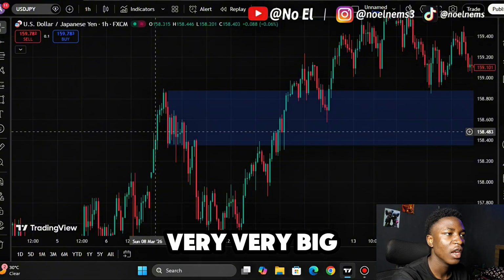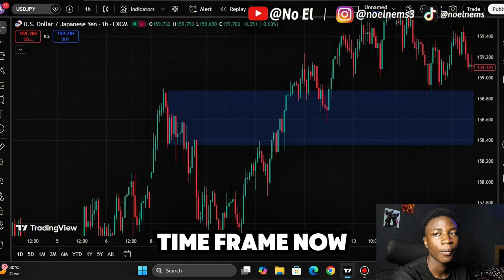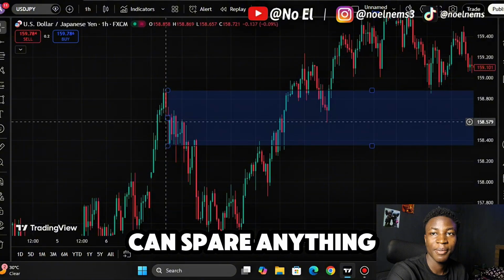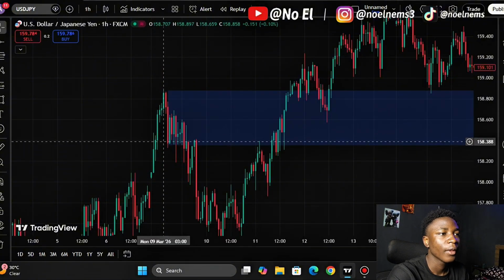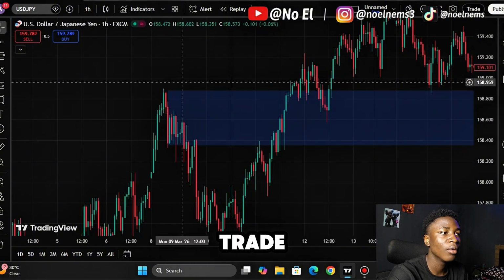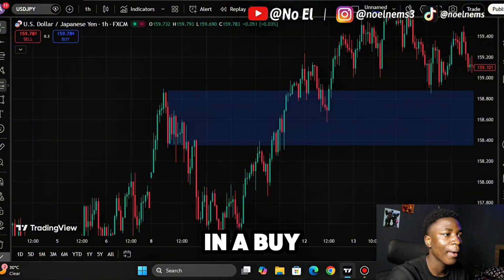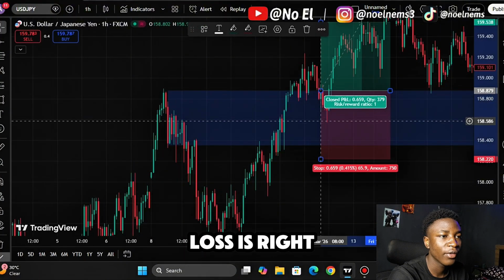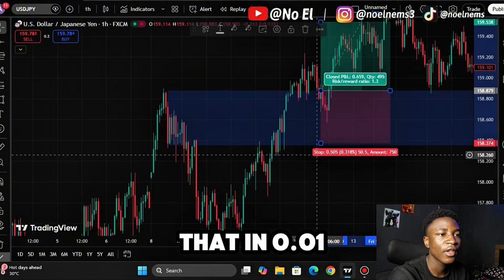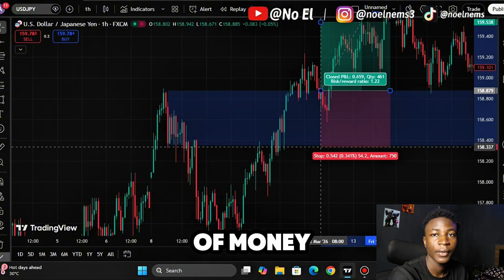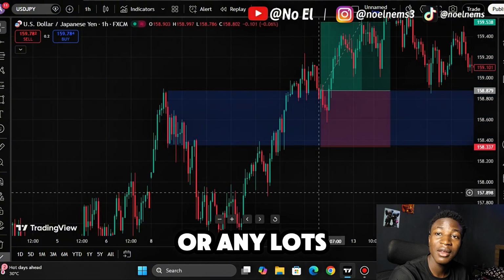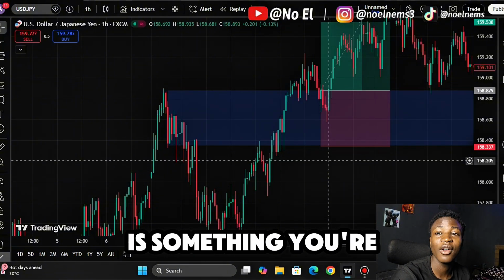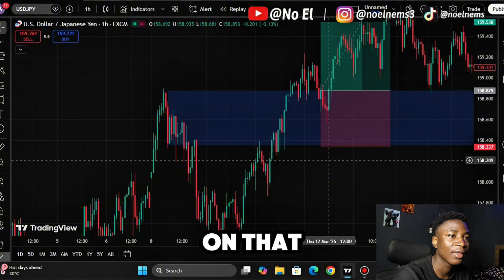This is a very, very big key zone, and this is the 1 hour time frame now. But truth be told, not everybody can spare the stop loss to take in this trade. Because if you're going to take in a buy from this place, and your stop loss is right here, you might be risking a lot of money, let's say with 1 standard lot or any lot. So this is something you are trying to avoid. You don't want to spend on that like that.